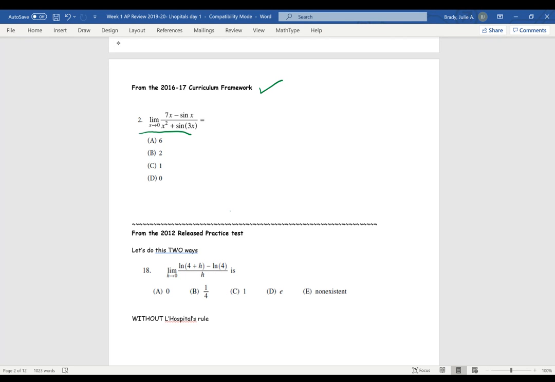So you put in 0. So that's 0 minus sine of 0 over 0 plus sine of 0. So you're like, okay, that's 0 over 0. Okay, so that means we can rewrite this to an equivalent limit.